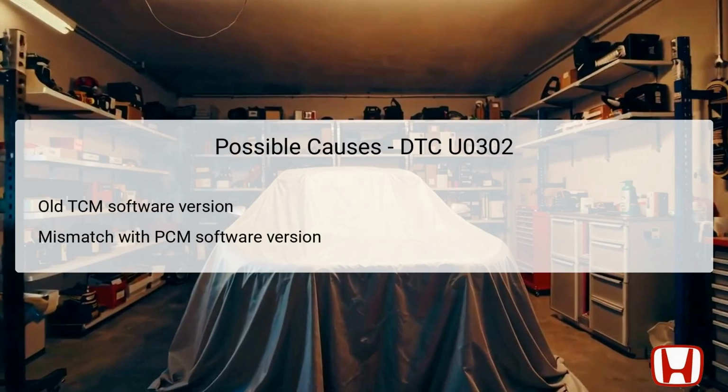The primary cause of DTC U0302 is attributed to the software version of the Transmission Control Module, TCM, being outdated when compared to the software version sent from the Powertrain Control Module, PCM. In modern vehicles, software updates are essential to ensure seamless communication between various electronic control units, ECUs. If the TCM hasn't been updated in correlation with changes made to the PCM, it can lead to errors in data transfer over the TM-CAN communication lines.